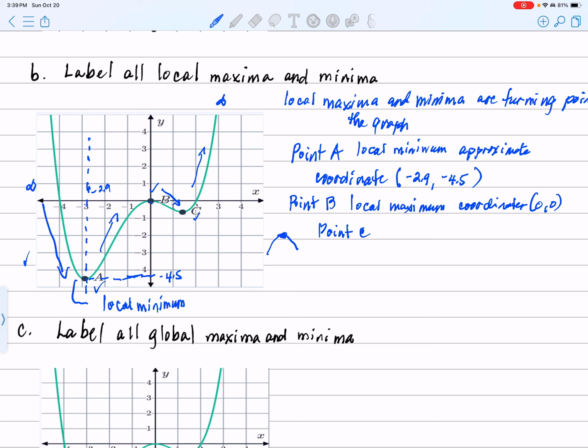Point C, that is when it turns again, and you can see a curvature and you can see it's concave up. We have a concave up, concave down, and a concave up, right? So at point C, it's a local minimum. So we try to approximate because it's not exactly on the dot.